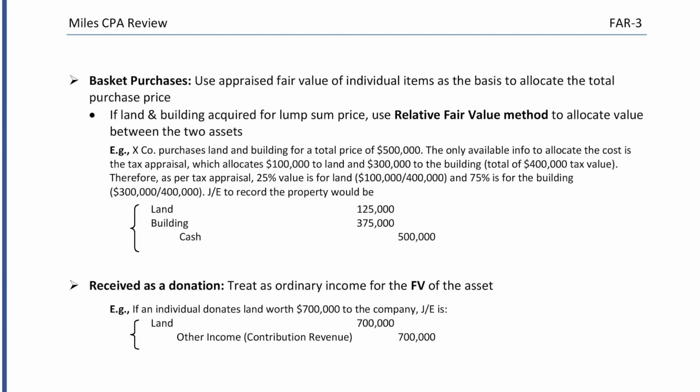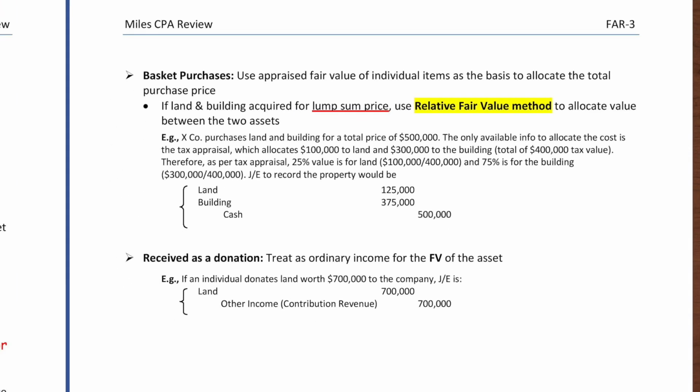We got basket purchases there, where we need to allocate the purchase price based on appraised fair value of the individual items purchased. So if land and building were acquired for an underlying lump sum price, in that case we use highlight relative fair value method to allocate the value between land and building.